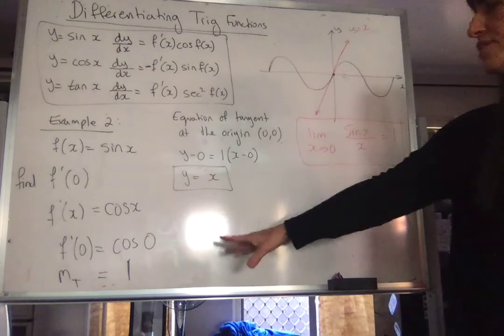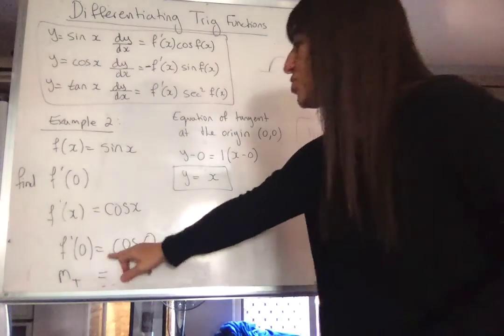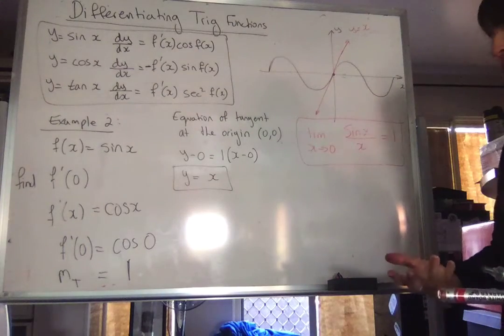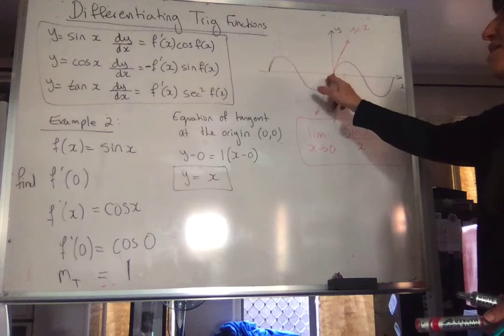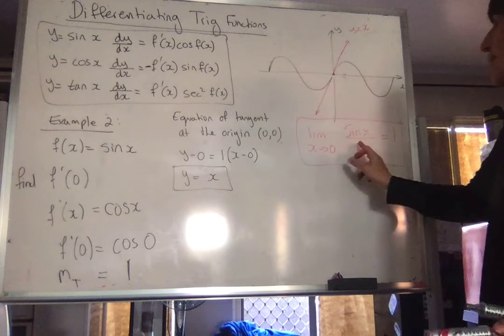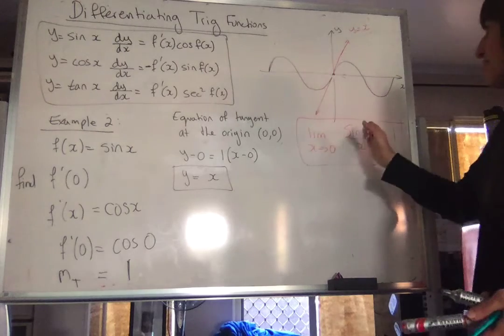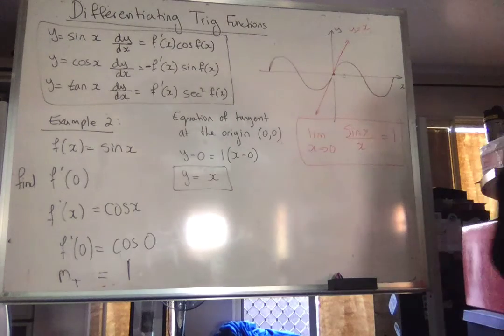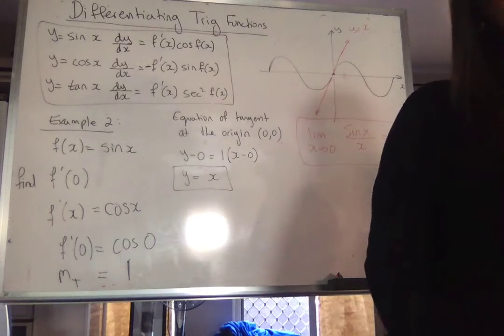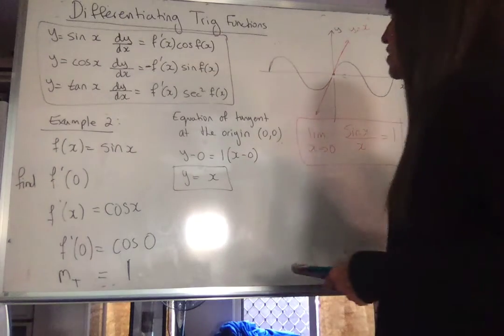When we differentiated sine and we substituted x equals 0, we get the gradient of a tangent at that point. And at that point, remember, at the origin, 0, 0, we get the line y is equal to x. All right, and that's our result there. That was example number 2. Now, let's have a look at example 3.